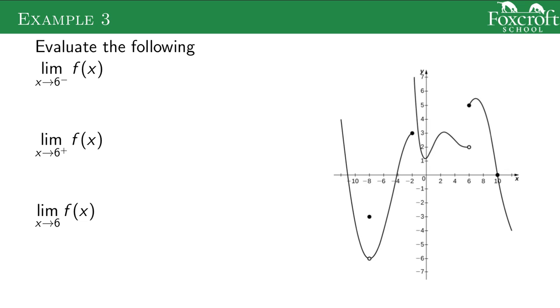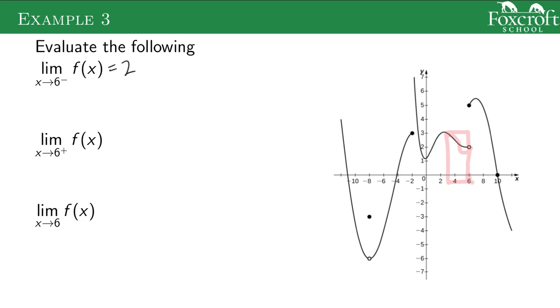Here's another graph example. Again, you can pause the video and try it on your own, see if your answers agree with mine. First we're looking at 6 from the left, so we go to x value 6. We only care about the left-hand side of 6. You can see on the left-hand side, our graph is going down to this open circle, and that is at 2.